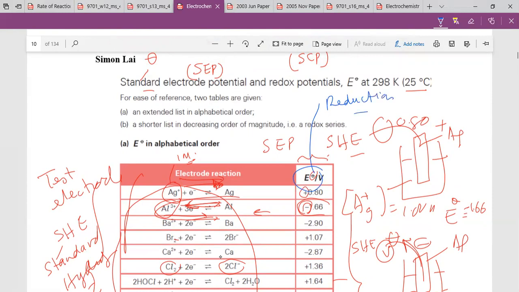Why reduction? Because it's always in the positive part, isn't it? Because it always receives electrons, right? It has to. So think about it. Now let's go back to here.